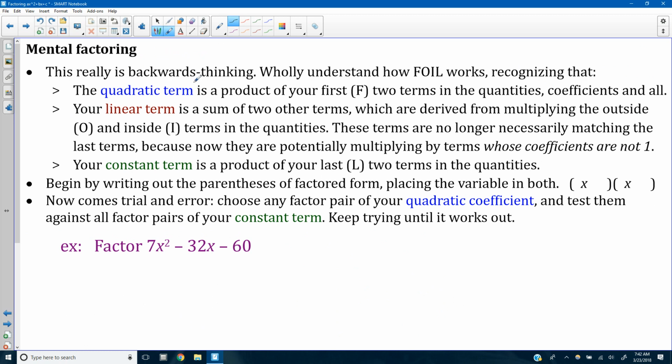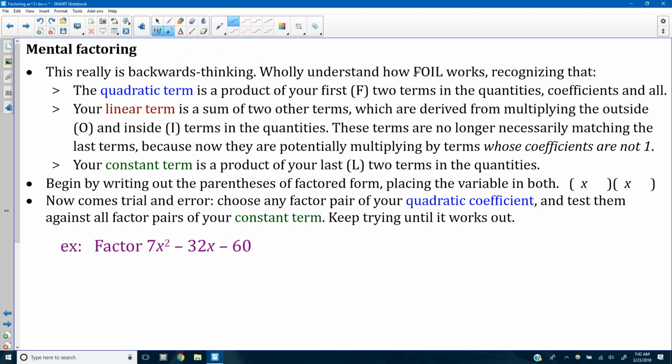Okay, here's the meat and potatoes of this video, mental factoring. And I know this will not be as easily done. This is much easier said than done. And actually, what I explain will kind of be tricky. That's why I'm going to make sure to do 10 problems of these and make sure I really got it. This is really backwards thinking.